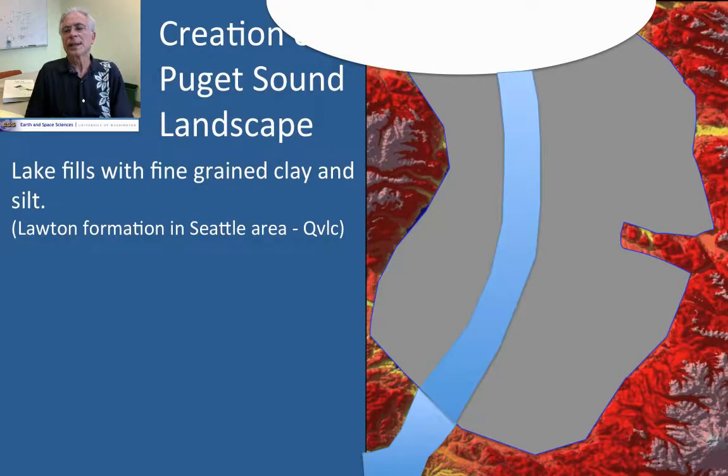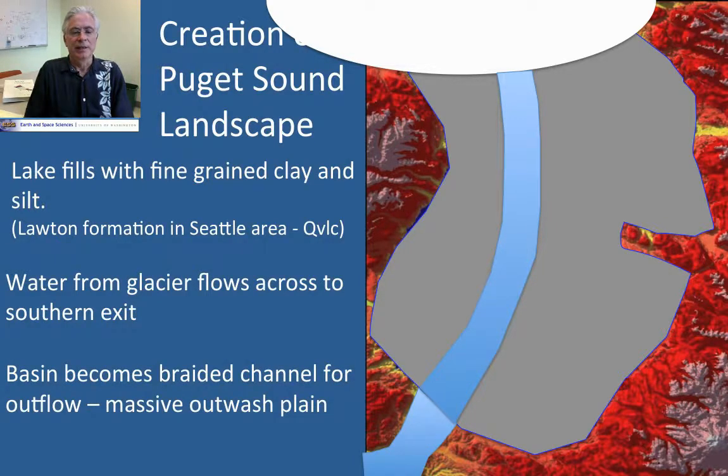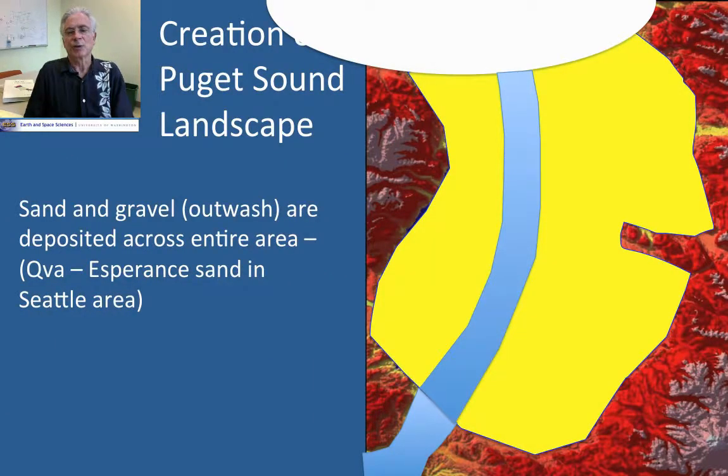So once the lake filled and the clay existed all the way up to the mean water level, streams extended from the glacier across this large valley and continued to exit to the south. So the basin became essentially a braided stream channel for the outflow from the glacier. It was a massive outwash plain. So sand and gravel, the outwash, were deposited across the entire area.